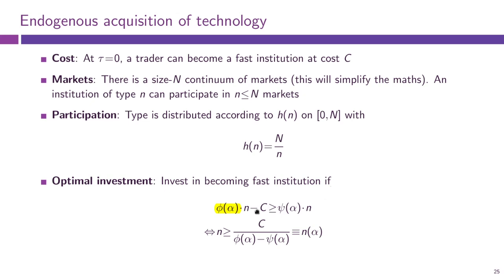Okay, so let's say we have this information from alpha. We can compute the per market average expected profit if you are fast, and you will receive this expected profit n times if you are type n. But to become fast, you'll have to pay this one-time cost C, while if you stay slow, you'll get profit psi of alpha per market, and you will get it n times because you're participating in n markets. So this condition is equivalent to this inequality, meaning, as I told you, n being above a certain cutoff. This is a bad way of writing it. In writing this expression, we already assumed the result that we obtained. I've got to fix it at some point.